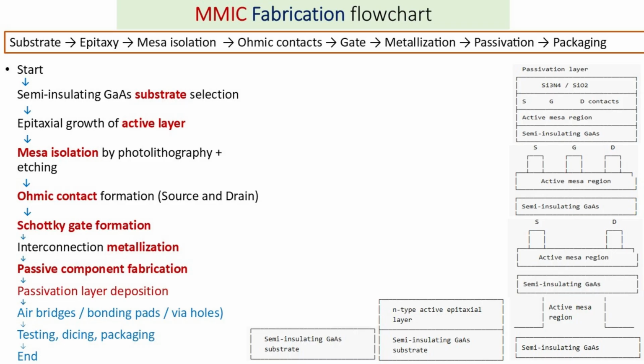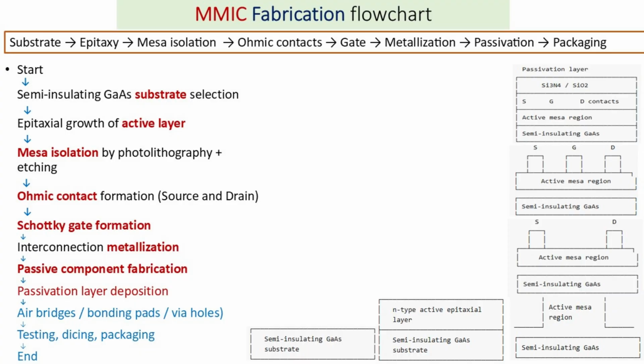This slide shows the overall MMIC fabrication flow. The process starts with the selection of a semi-insulating GaAs substrate, followed by epitaxial growth of the active semiconductor layer. The required device regions are then defined by photolithography and MESA isolation. Next, ohmic contacts are formed for the source and drain, followed by the Schottky gate. After that, metallization is carried out for interconnections and passive components. Finally, the circuit is protected by passivation, followed by formation of air bridges, bonding pads or vias, and then testing, dicing, and packaging.